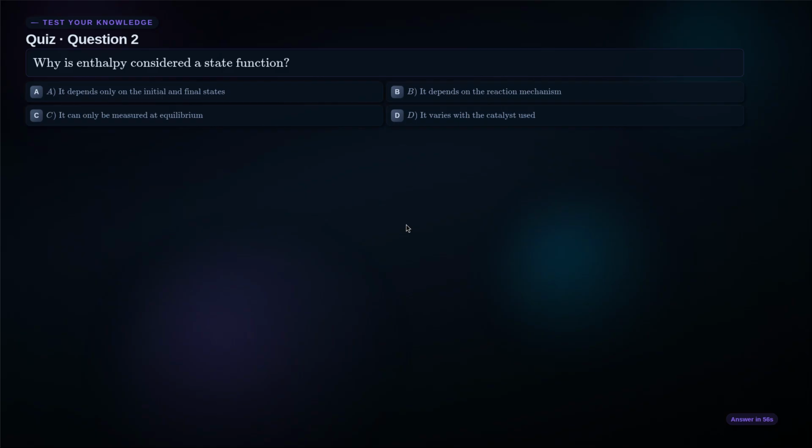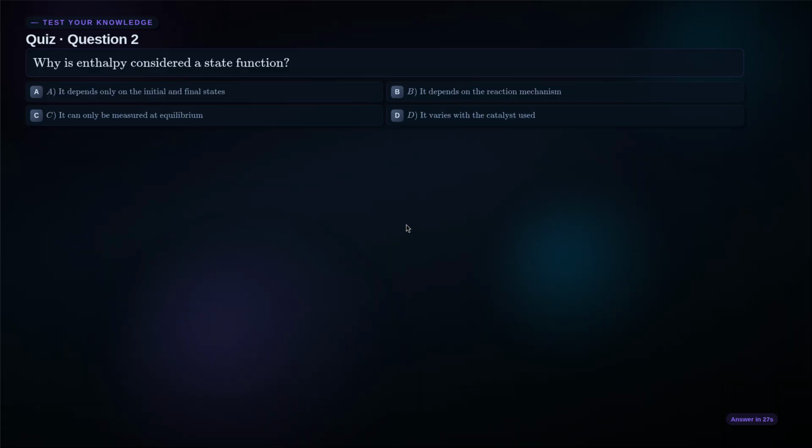Quiz question 2. Why is enthalpy considered a state function? Option A. It depends only on the initial and final states. Option B. It depends on the reaction mechanism. Option C. It can only be measured at equilibrium. Option D. It varies with the catalyst used.